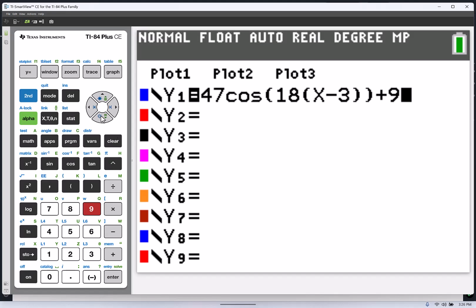And then I like to see the midline again. So I go to Y2 and I push 9 again. Don't push graph yet. And does everyone know why I'm putting 9 on Y2? Because I like to see the midline. All right. Click on window.